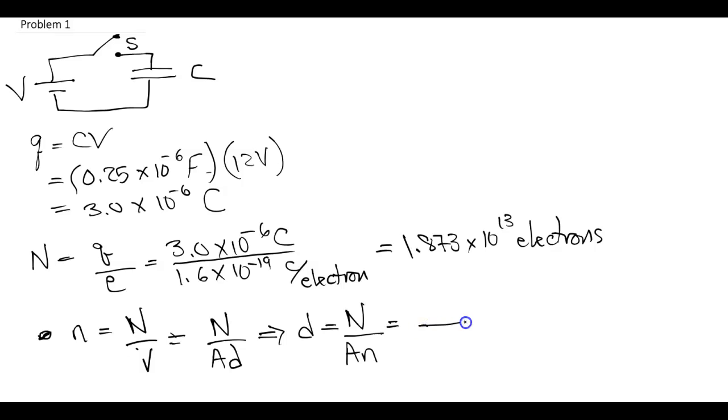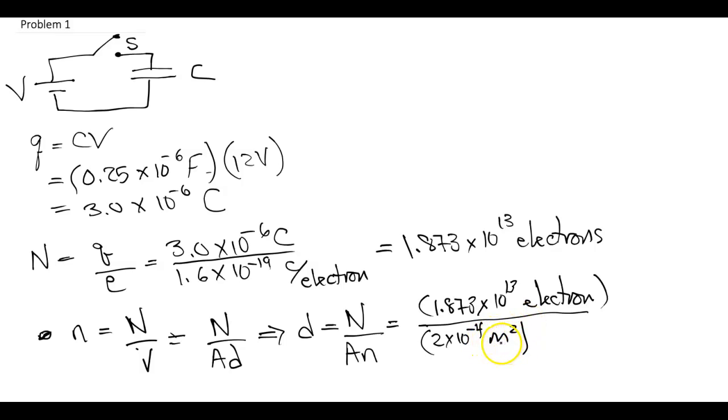And we have all of these values, so we can plug in 1.873 times 10 to the 13th electrons divided by the area, which is given as 2 times 10 to the negative 4th meter squared, times the conduction density of electrons, which is 8.49 times 10 to the 28th electrons per meter cubed.